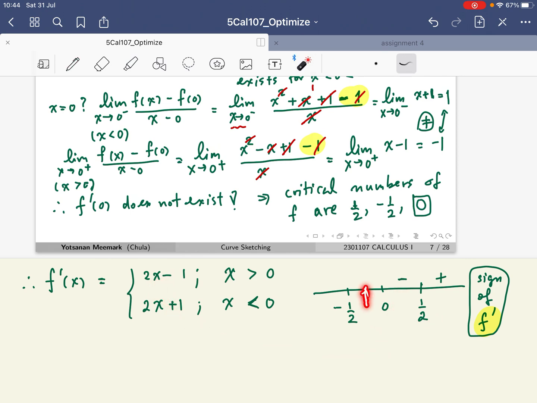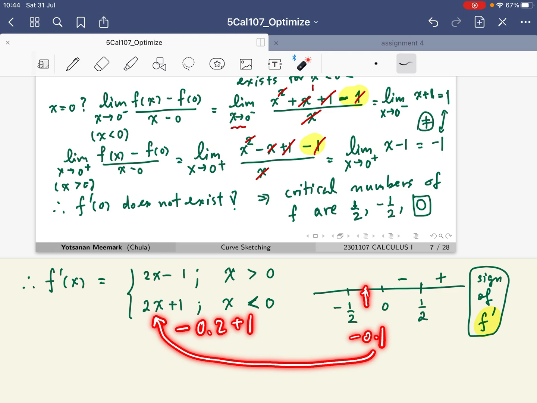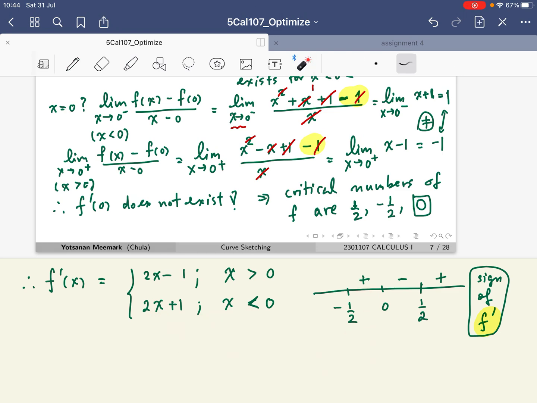Again, for negative 0.1, you plug in here, you have negative 0.2 plus 1, so it is positive. And then for negative 1, we got negative 2 plus 1, which is negative. So look carefully at which formula you are going to use. On this part we use this formula here, and on this part we use the formula up there. So the curve looks like this: it's going down, then going up, then going down again, and then going up.